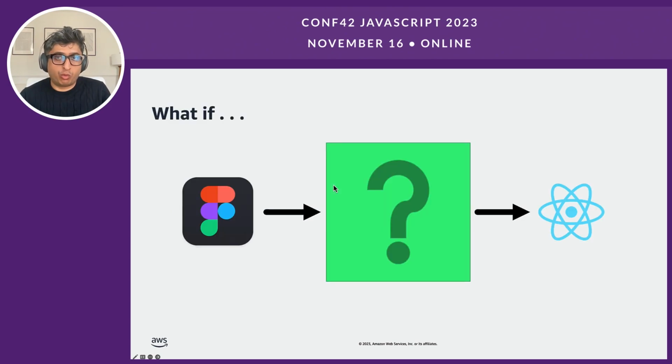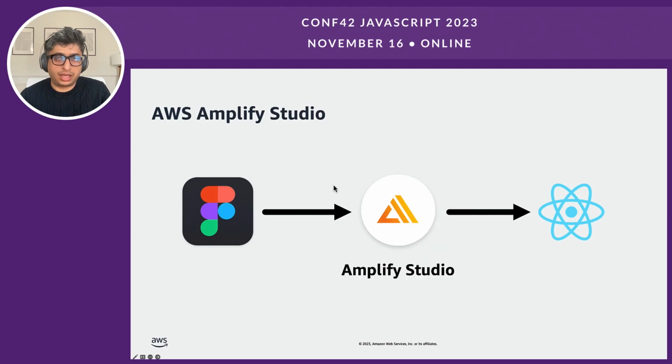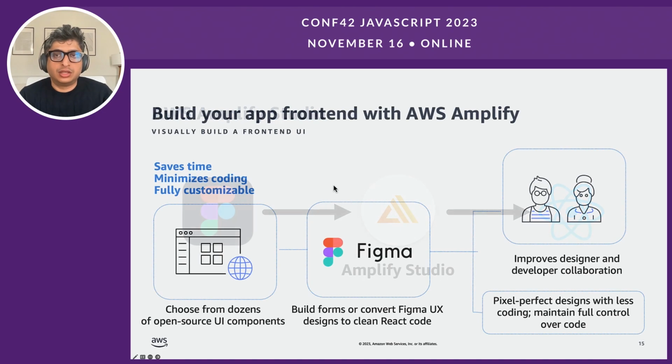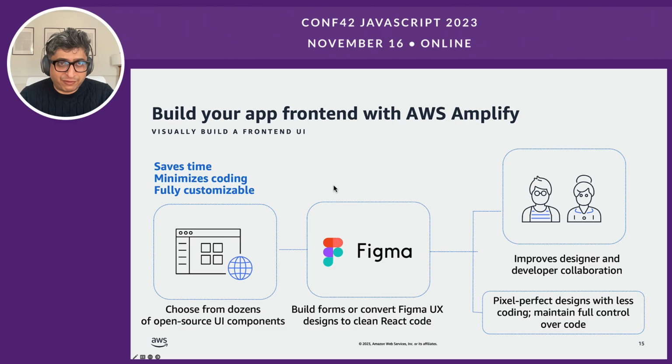So there must be a way where designers can provide Figma designs and a magic solution converts it into functional React code. And this solution is Amplify Studio. So let's take a look at Amplify Studio. Amplify Studio helps you to convert designs built in Figma to reusable React components, saving you from writing thousands of lines of code, and it eliminates the design development gap.